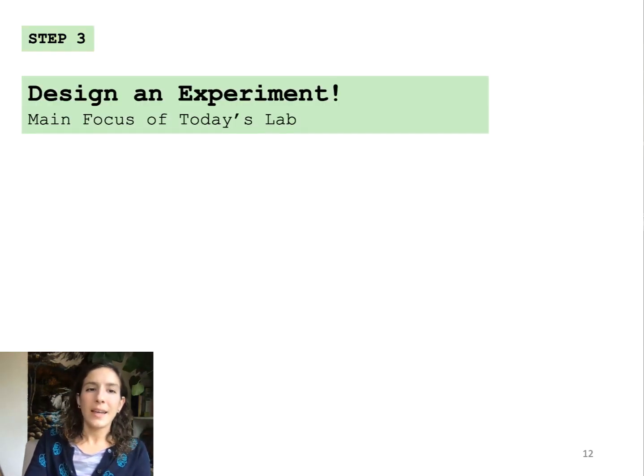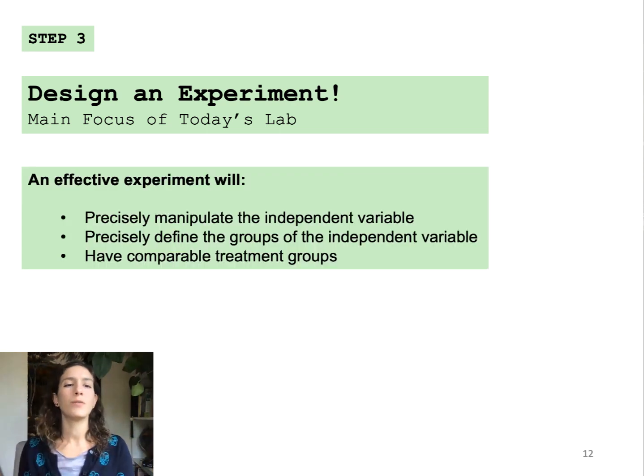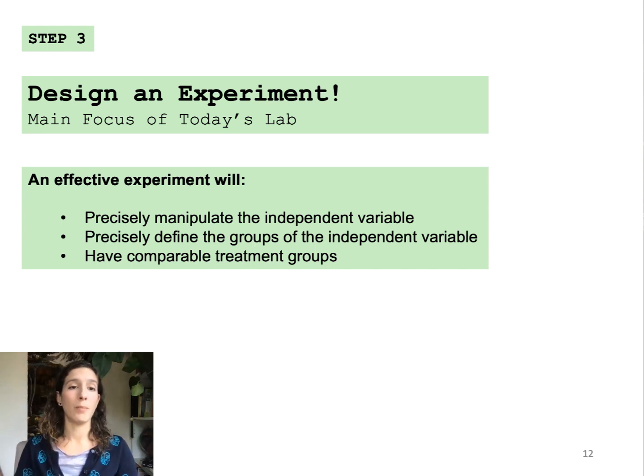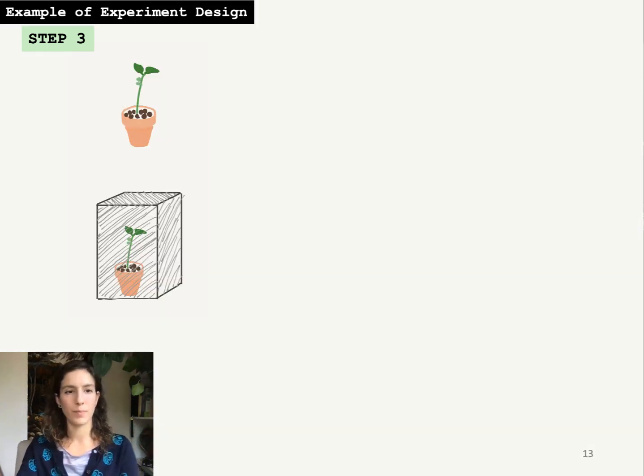Now we're going to design an experiment. This is the main focus of today's lab. So an effective experiment will have many things. Here are 3 of those things it will have. It will be able to precisely manipulate the independent variable. It will be able to precisely define the groups of the independent variable, so treatment groups and or control groups. And it'll have comparable groups. This is very important. So let's expand on those.